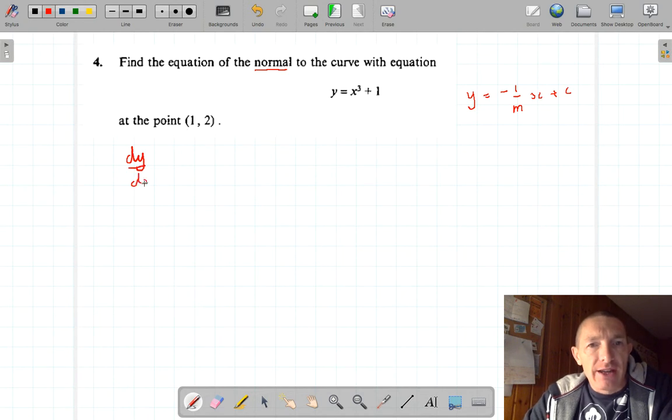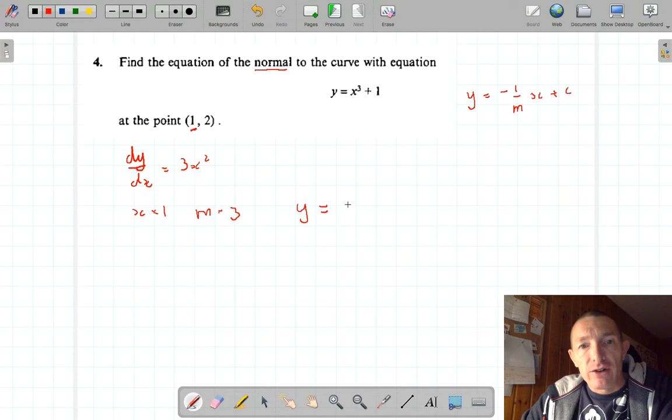So when I differentiate, it's quite a straightforward one. I get 3x squared. And now I'm going to put x as 1 in, because that's the point there, and that will give me the gradient. So when I put 1 in here, I get 3 times 1 squared, which is 3, which means that my gradient of the normal, remember, is minus 1 over that. So I can start to fill in my straight line equation as minus 1 over 3, because the gradient of the tangent was 3, x plus c.